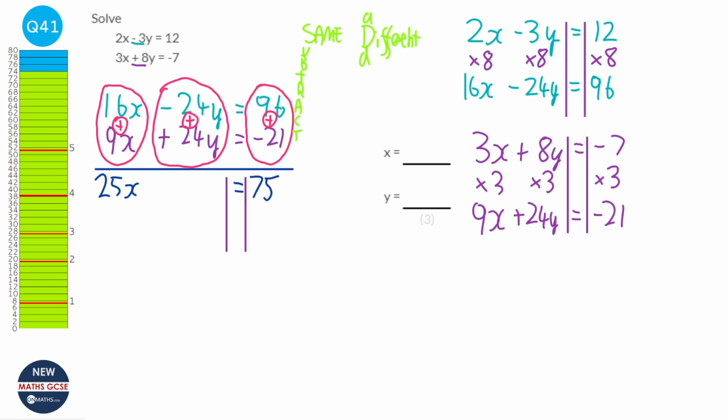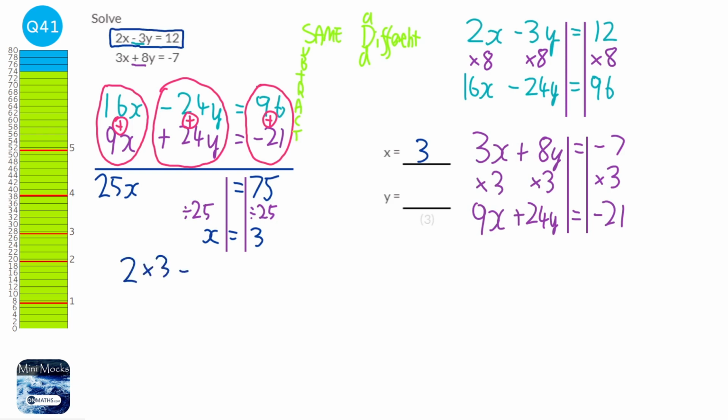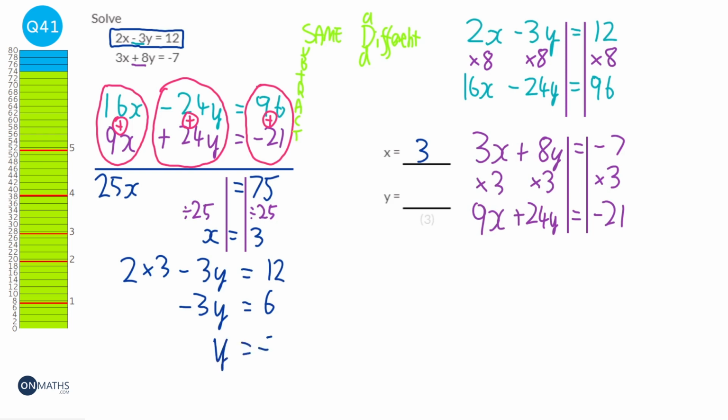Do a quick solving by dividing both sides by 25. And we've got x is equal to 3. Now we know what x is, but we've got to find out what y is. So what we're going to do is substitute the value of x into the first equation. So we've got 2 times 3 minus 3y equals 12. Well, 2 times 3 is 6, so we're going to take away 6 both sides. And we've got a minus 3 as the coefficient there, so we're going to divide both sides by minus 3. So we've got y equals minus 2.